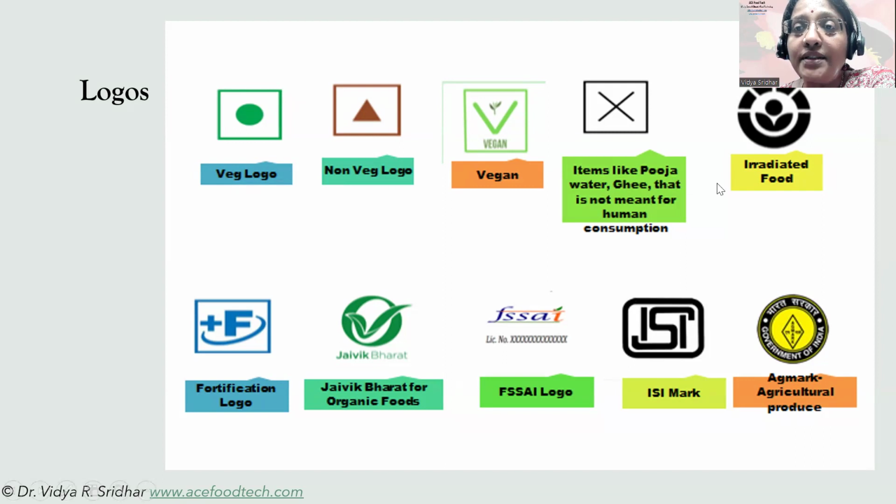So that is important. Then you have the irradiated logo. Many of the meat products or fresh produce like lettuce, and some seeds like mustard seeds, many of the spices, are irradiated. So you might want to look for the irradiation logo. Apart from that, for anything that is not consumed by humans, you see the X logo as well.